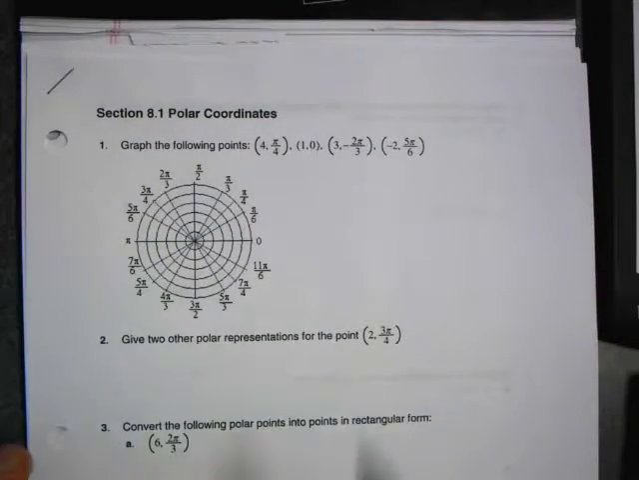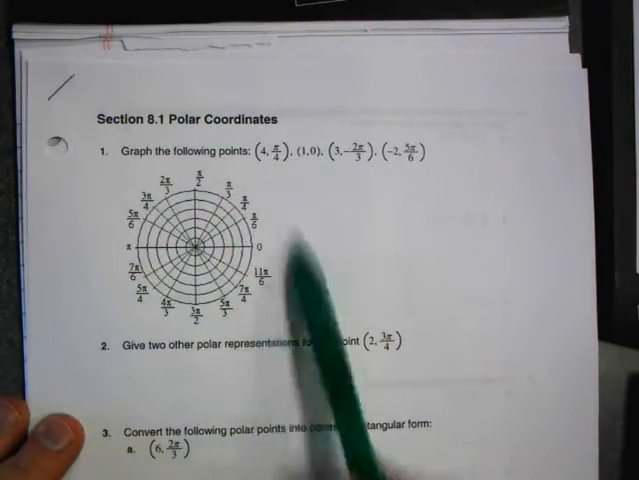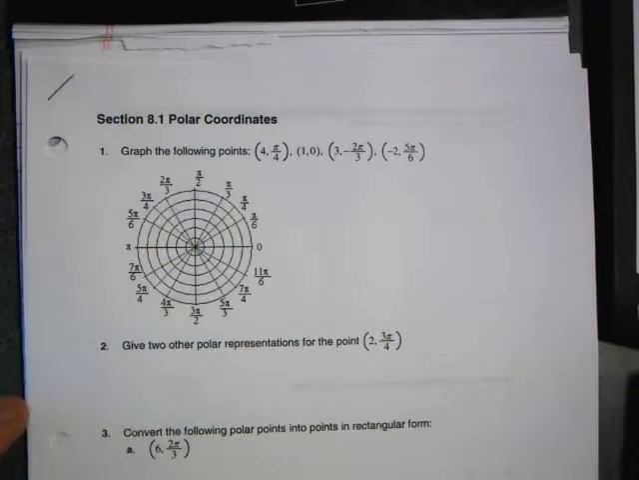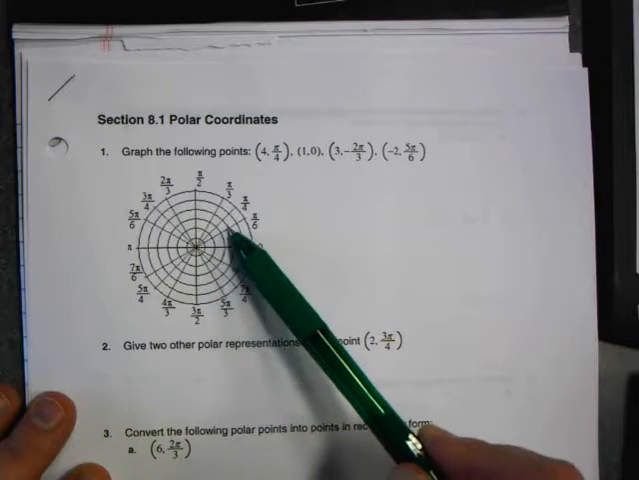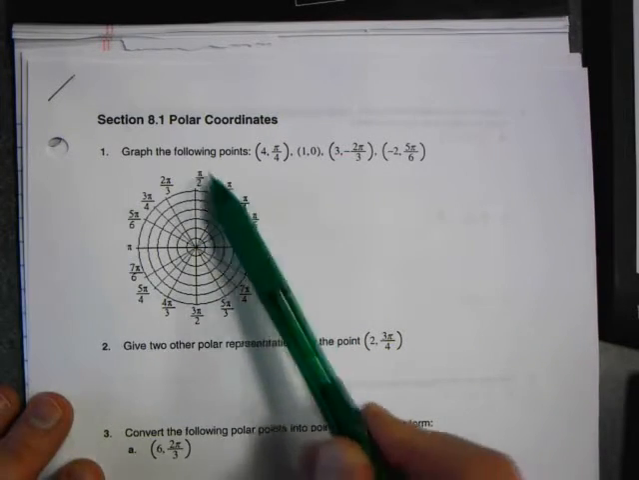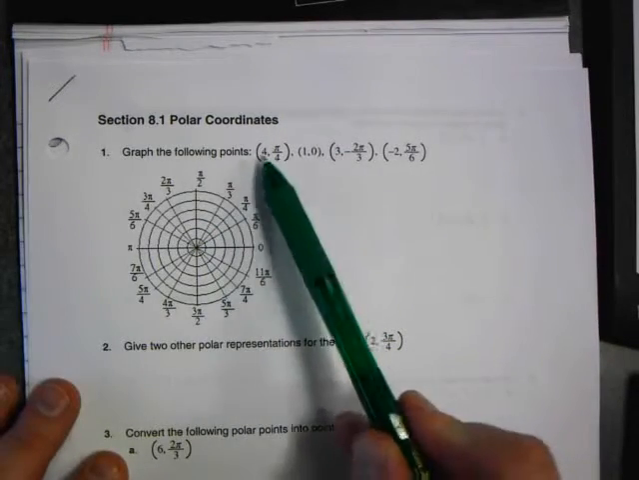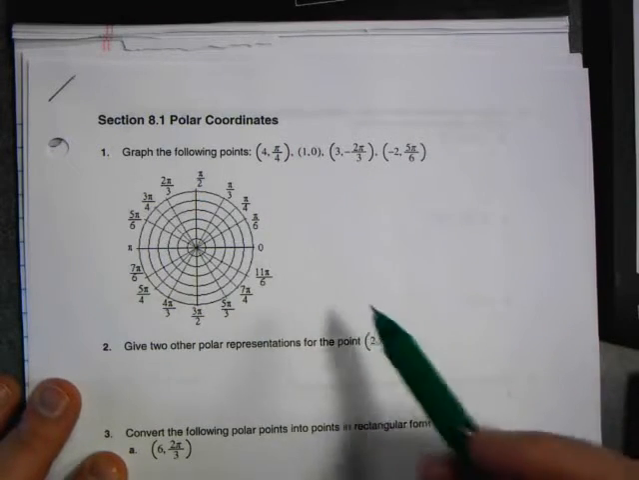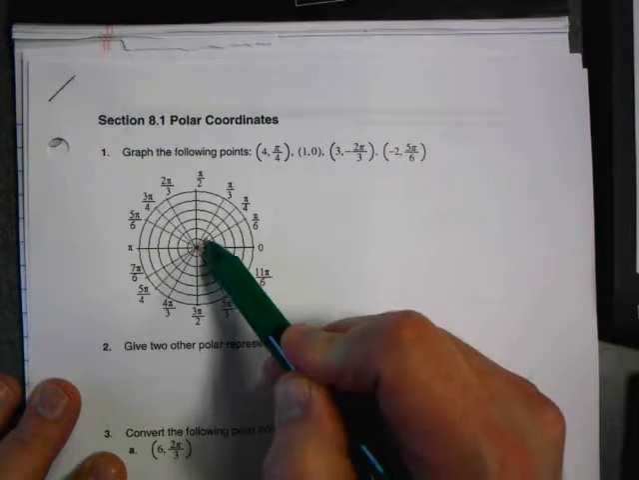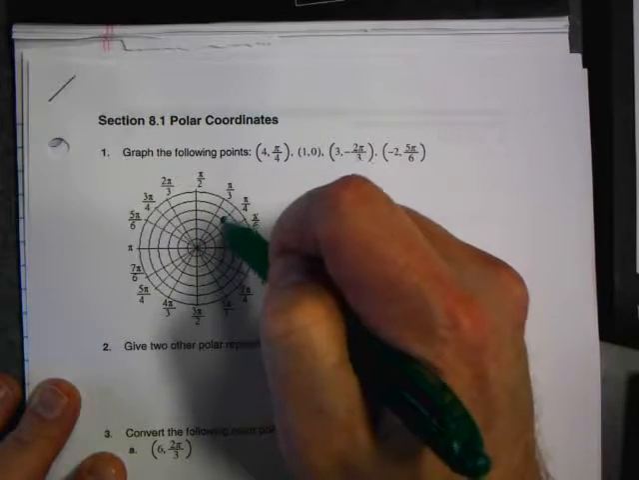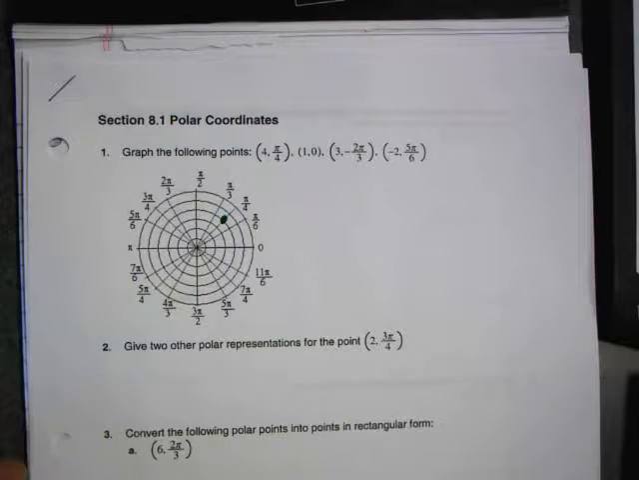All right, so what I've given you here is what's typically known as a polar grid. Going out, you have the radius of 1, 2, 3, 4, 5, 6, and then we have our angles marked. So the point 4 comma pi over 4, that's the one I've been using. You go to the angle pi over 4, then you go out 4 radii: 1, 2, 3, 4. So there's the point 4 comma pi over 4. Where's the point 1 comma 0?